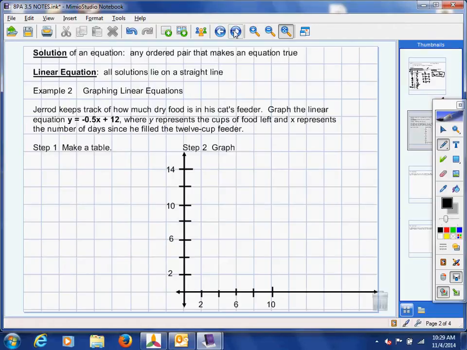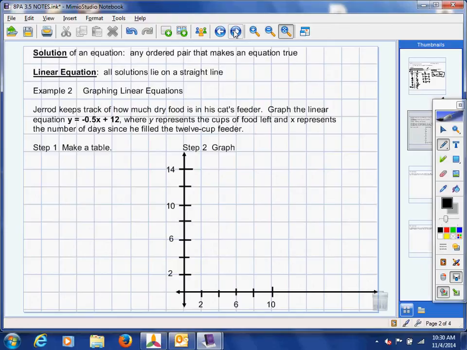All right, let's flip the page. A solution is basically any ordered pair that makes an equation true. So if you have an equation and you know the x, you know the y, and you plug them in and you've got each side equal to itself, you know that that solution works. That's a way to check it. A linear equation, all that means is you have a straight line. That means all the points on that line are solutions to that equation. Every point on a straight line is a solution to a linear equation.